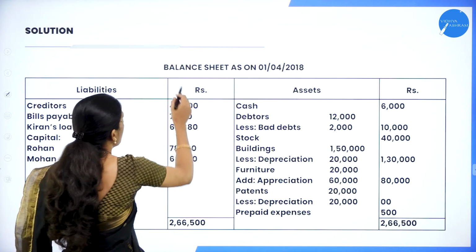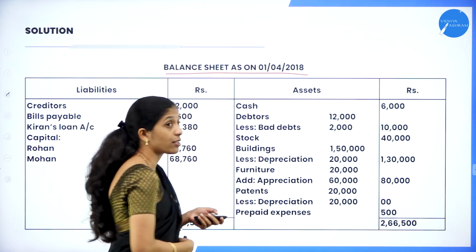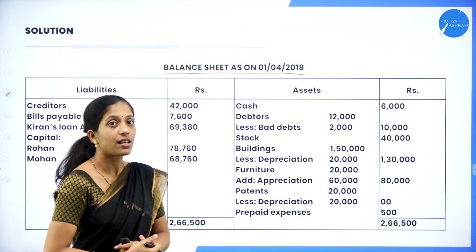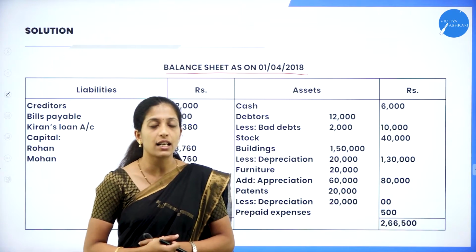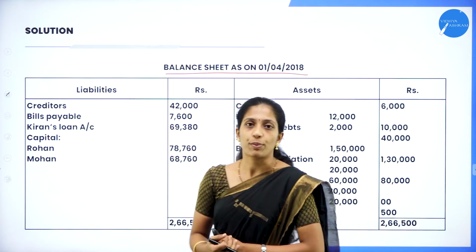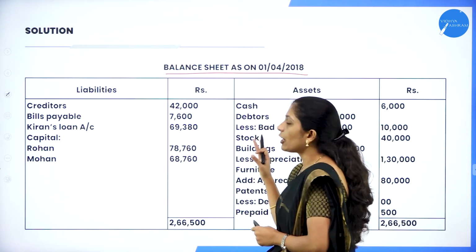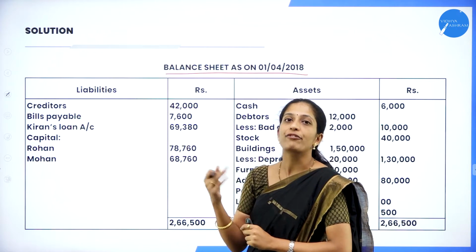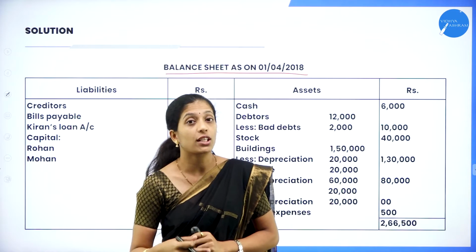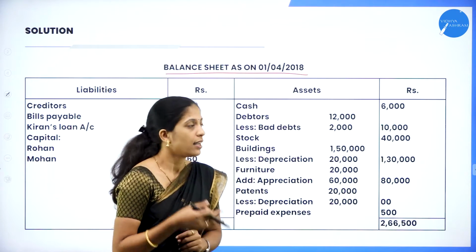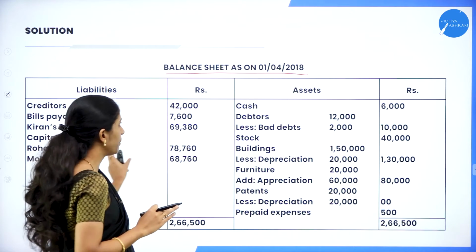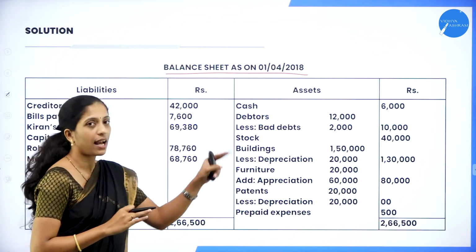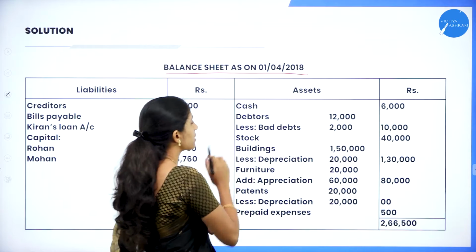Now come to the balance sheet, that is the balance sheet as on retirement date. When did Kiran retire? On 1/4/2018. On that particular date, we have to prepare the balance sheet. Now, in order to prepare the balance sheet, we have to refer to the old balance sheet, that is before the retirement. Now, first we shall go through the assets. Your format remains same: liabilities, amount, assets and amount.